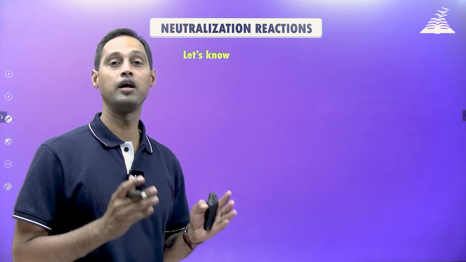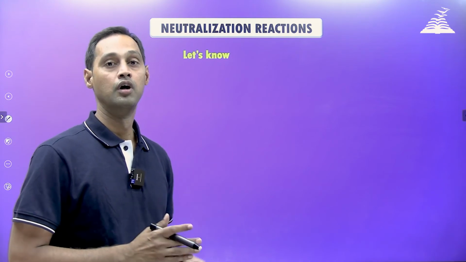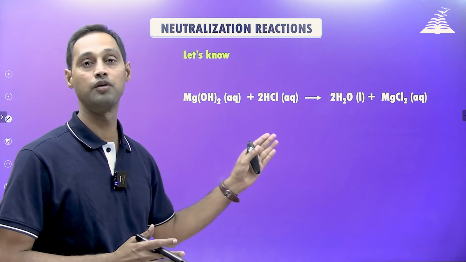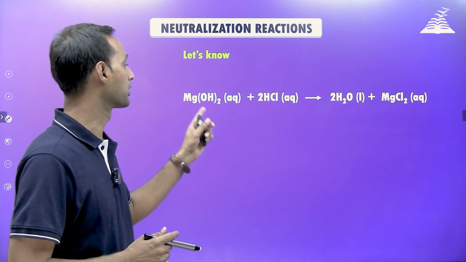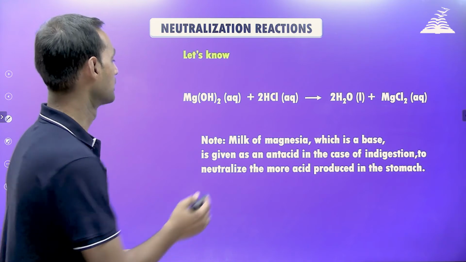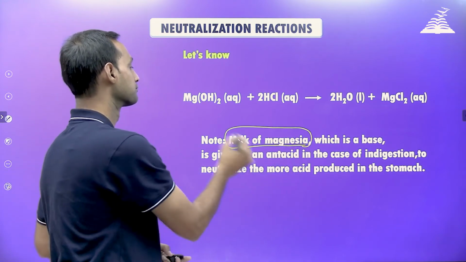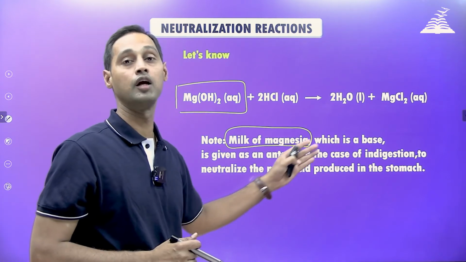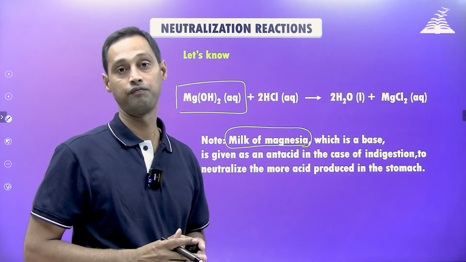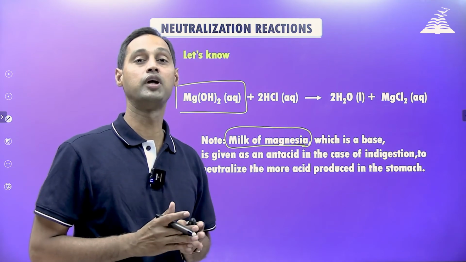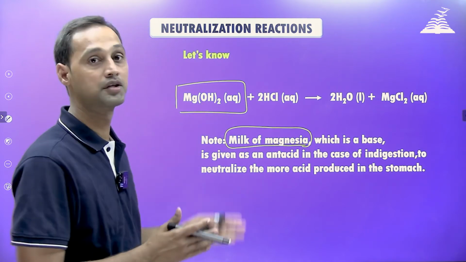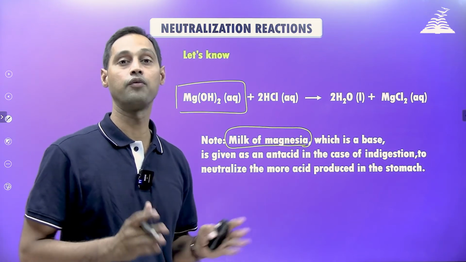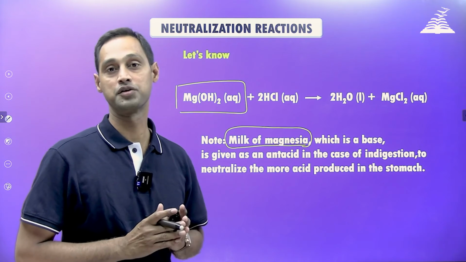During indigestion of food, we use a base called magnesium hydroxide, which is also called milk of magnesia, to neutralize the high amount of acid produced in the stomach. So the antacid we take contains milk of magnesia, which is magnesium hydroxide, to neutralize the excess acid produced in the stomach during indigestion.